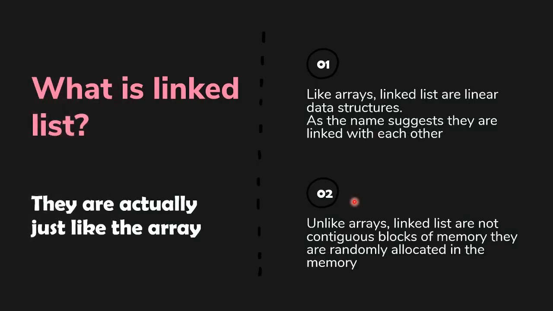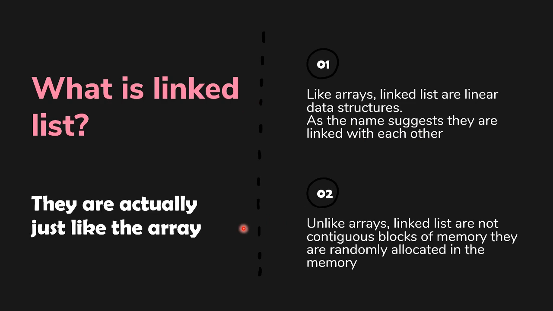So let's first discuss what is linked list. So linked list is a second data type after array. So linked list is also a linear data structure. Okay, so linked lists are actually just like array but not exactly array. So why are they just like array? Because linked lists are linear data structures and so is array, and as the name suggests, linked list, there is some link inside the linked list which we will be talking about in the later stage of this video.